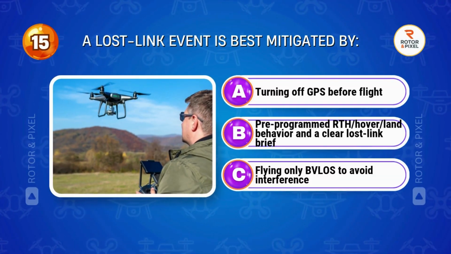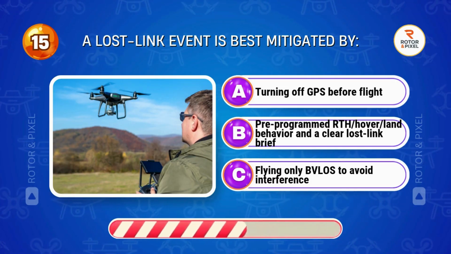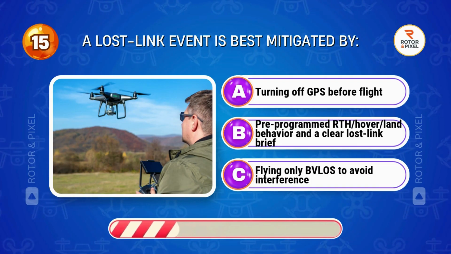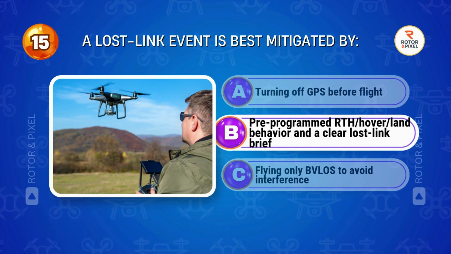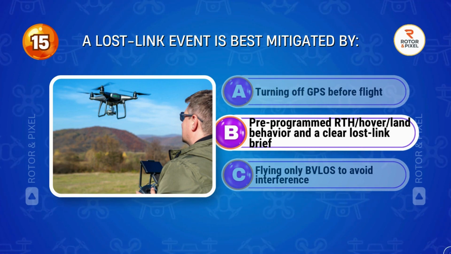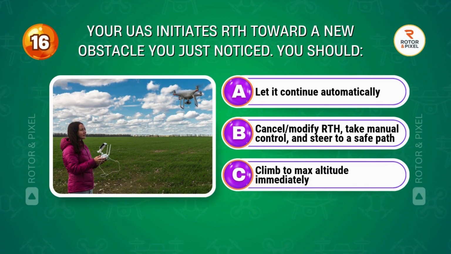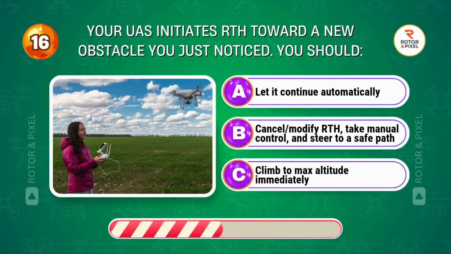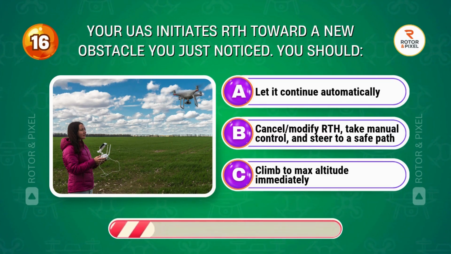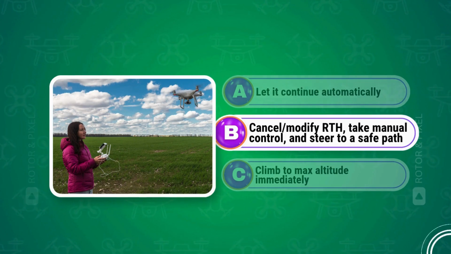A lost link event is best mitigated by... Answer B, pre-programmed RTH/hover/land behavior and a clear lost link brief. Your UAS initiates RTH toward a new obstacle you just noticed. You should... Answer B, cancel/modify RTH, take manual control and steer to a safe path.